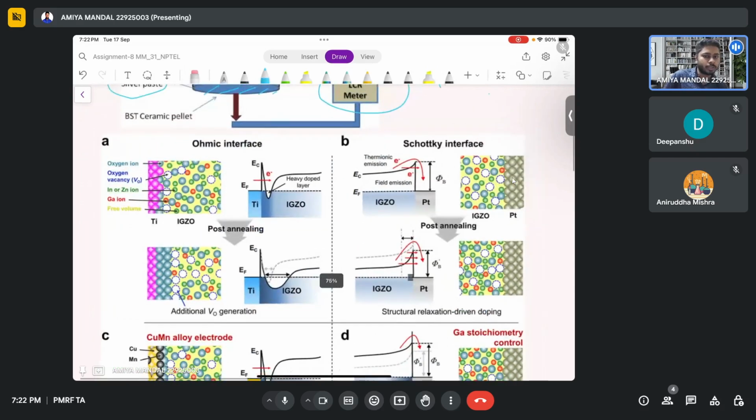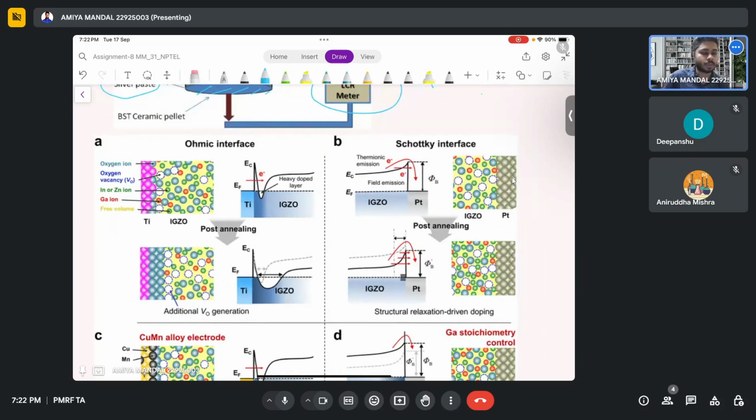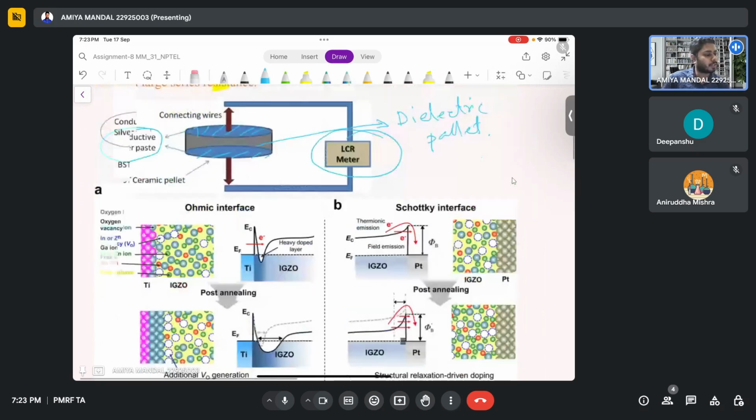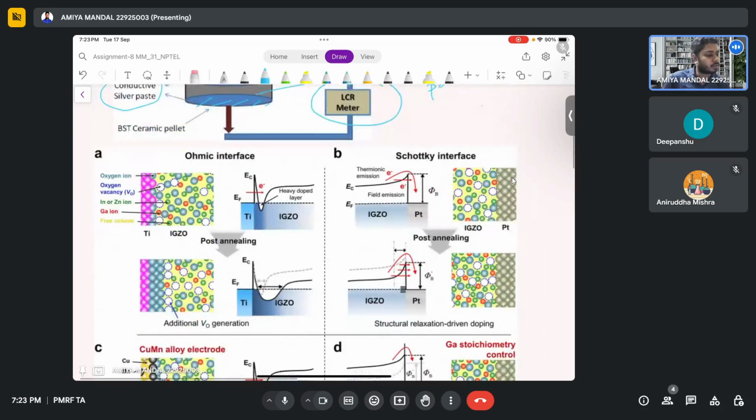So what the ohmic contact and Schottky interface actually tell us about, and how they contribute in the contact, you can see there. I have collected it from this source.